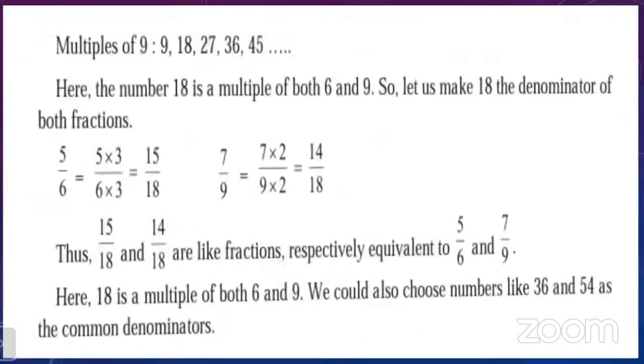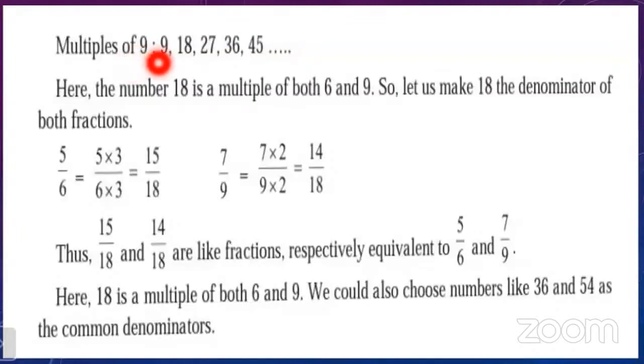Now look here. We will find the multiples of 9 also. If you say the 9 times table, 9 1s are 9, 9 2s are 18, 9 3s are 27, 9 4s are 36, 9 5s are 45, and the dots mean infinite. So these are all the multiples of 9.